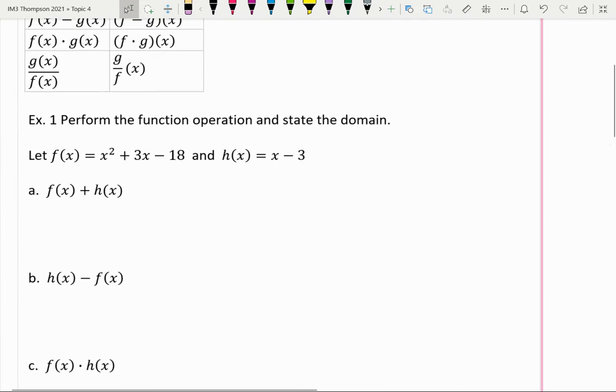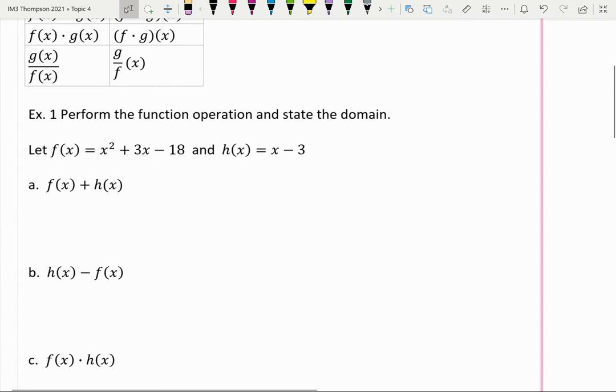Perform the indicated operation and state the domain. They don't have to be called f of x and g of x. Here I used f of x and h of x. You can call them really anything you want.